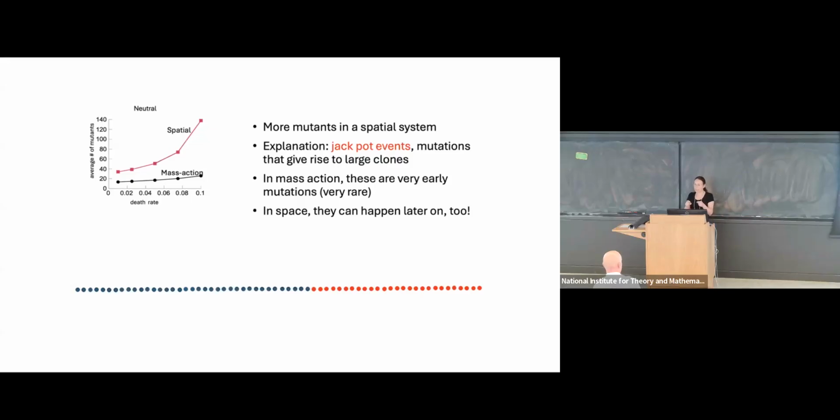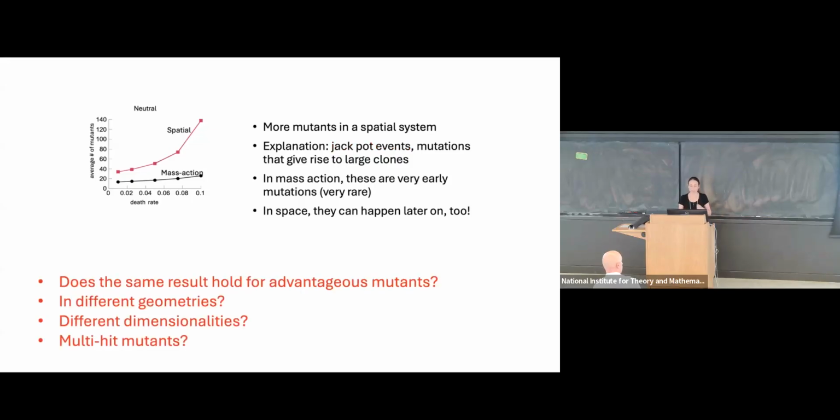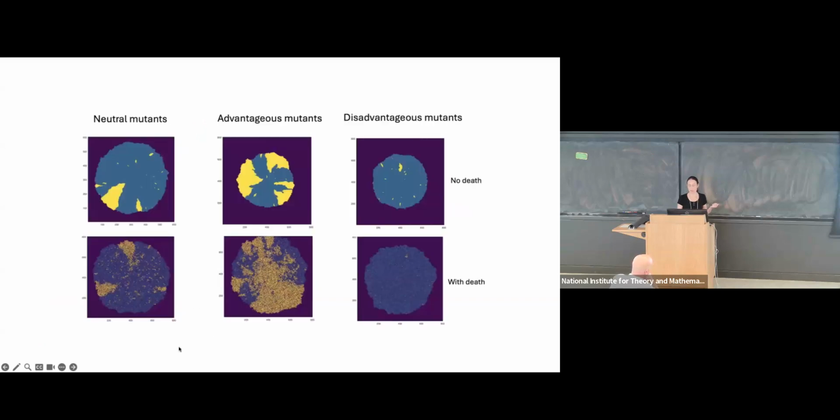This is 1D, it's very, very severe, but things like this also happen in 2D, right? And in other spatial scenarios. So basically, we want to see, does the same result hold for advantageous mutants? How about different geometries, different dimensionalities, and multi-hit mutants? So yes, neutral mutants look like this. They give rise to slices like this. Advantageous mutants give rise to expanding slices. Disadvantageous mutants give rise to little bubbles like this.